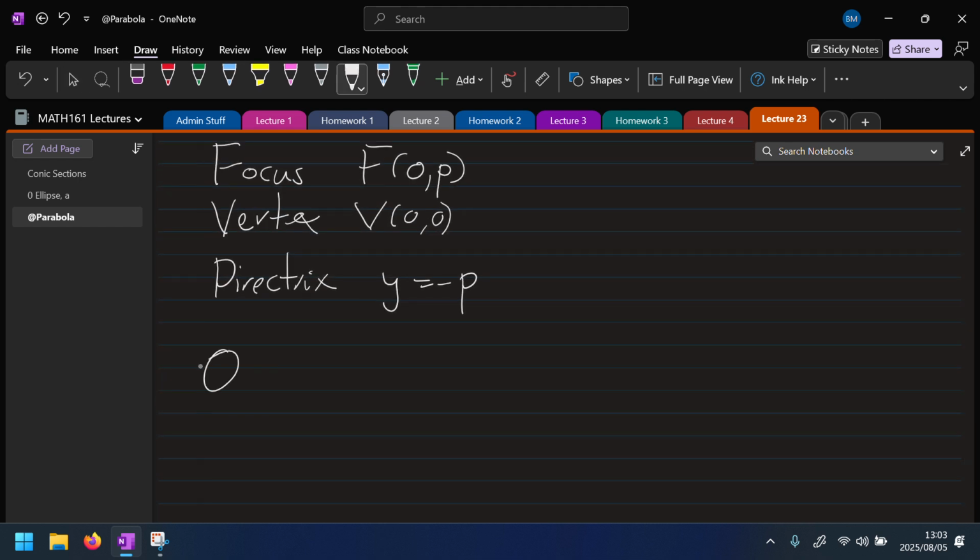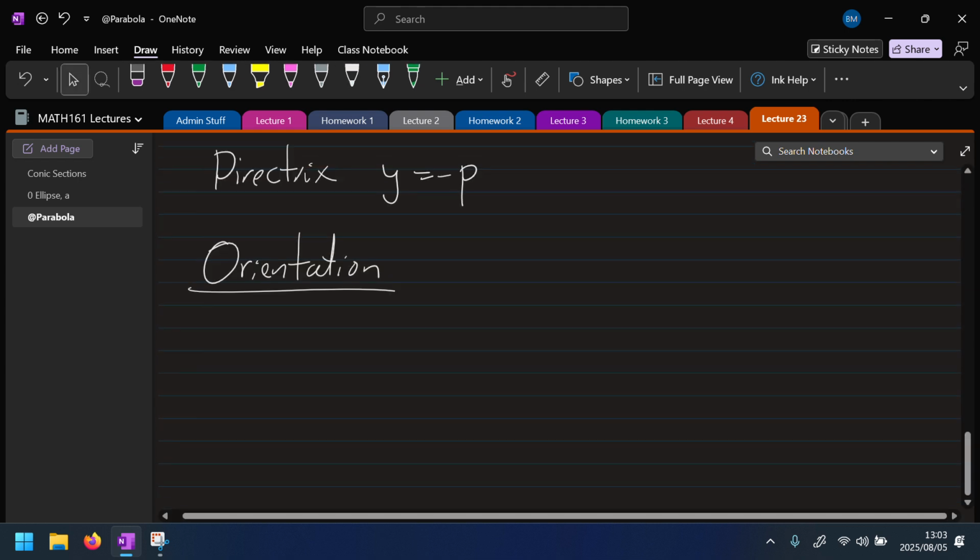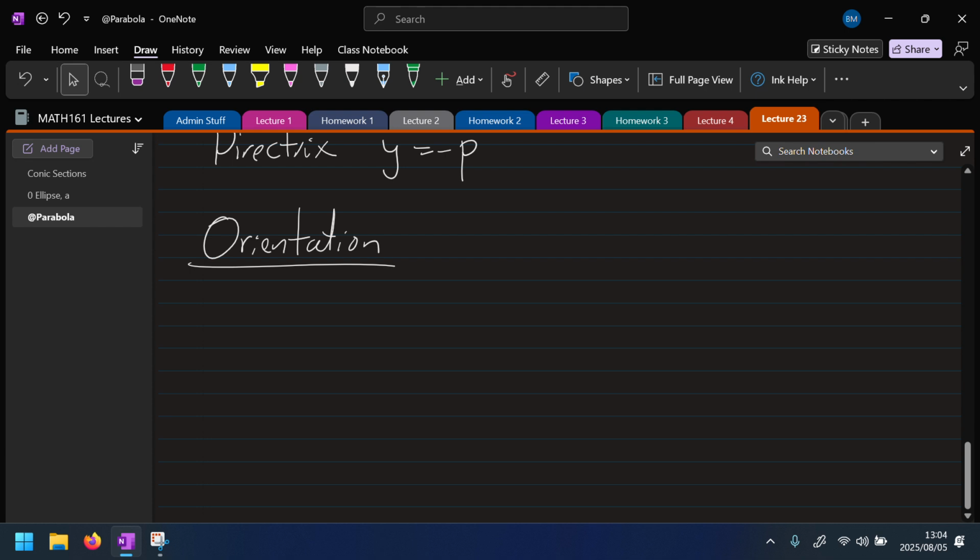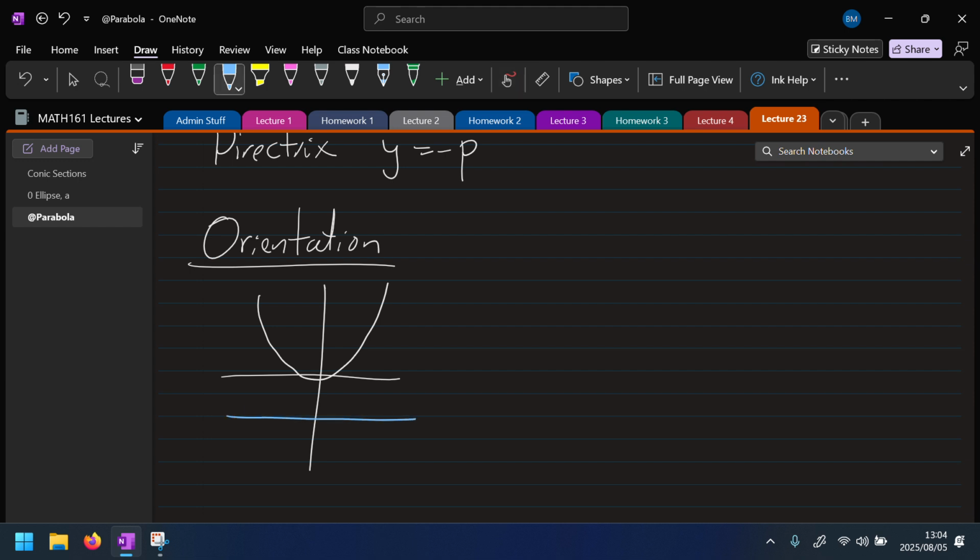Okay, and then just a quick note on the orientation. Like I said earlier, you can have the vertical ones and the horizontal ones. So we end up with 4 cases. It could be facing up, facing down, facing left, facing right. So we'll just do a quick summary of all the orientations. The first one, facing up, will look something like this. It's going to be facing up, and the directrix line will be underneath, like what we had earlier. Let's put that in blue.